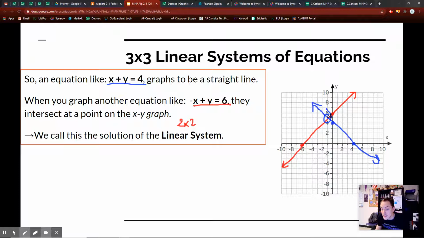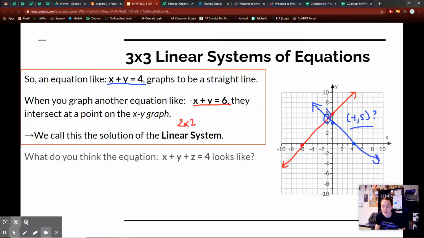Maybe that's the point, negative 1, 5. Possibly. I don't know. I'm not going to check it, but that's possibly the point. The whole point is this, though. Get it? Because it's a point. The whole point is this. They will cross somewhere on the XY plane. Okay, that's what we did just yesterday during the video.